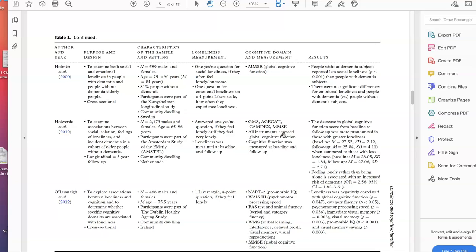And then in the conclusion, it needs to be concise, and you restate the major points of the paper. So I would have some sentences in there and include at some point the loneliness measure, cognitive measure, research design, whatever the main points are.